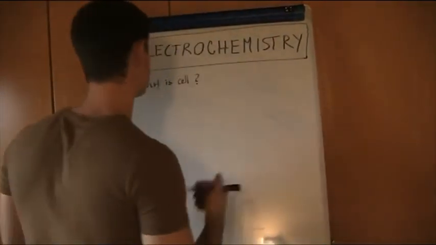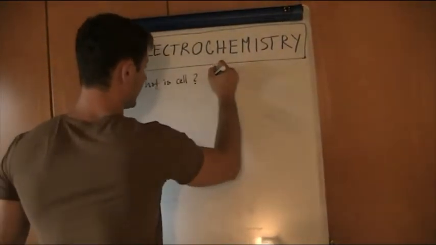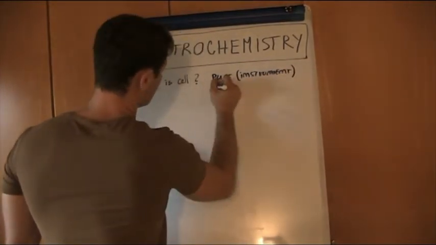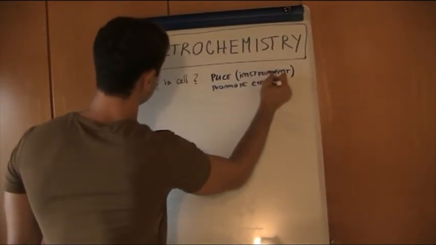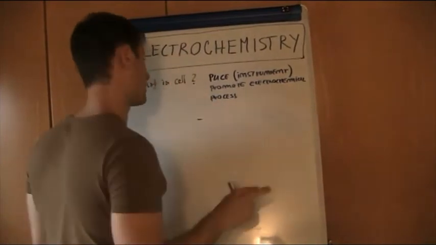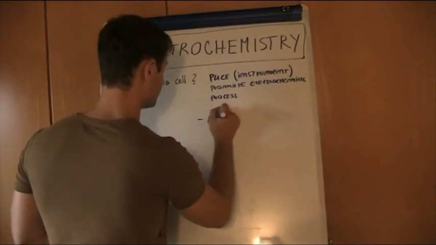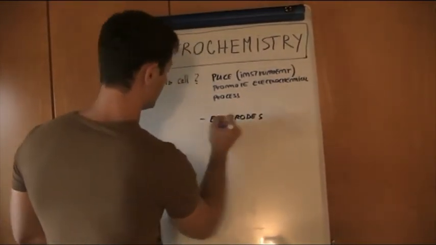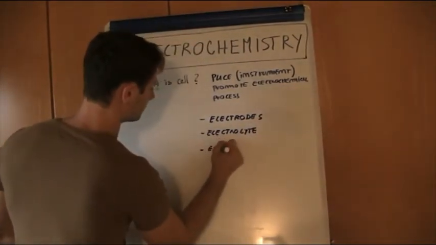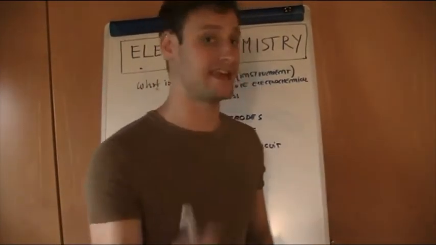So we have a cell described as a place, an instrument, in order to promote an electrochemical process, and it is made of, not exactly two, because we even have a reference electrode, but we will see this later, in general: electrode, electrolyte, and external circuit, if we want to derive electrons, closing the circuit and taking advantage of this chemical energy.